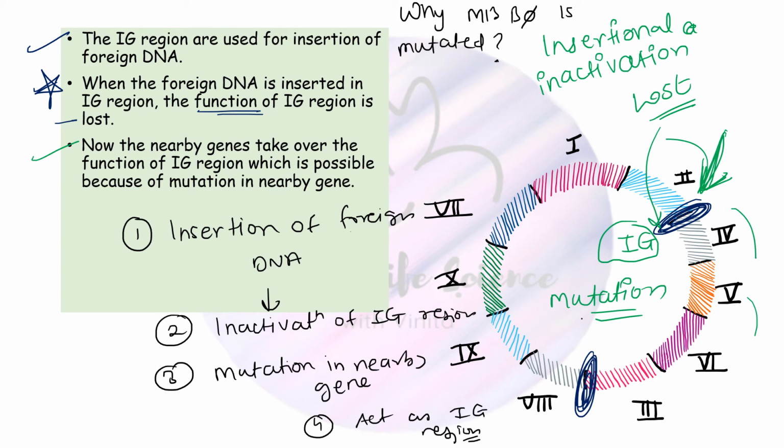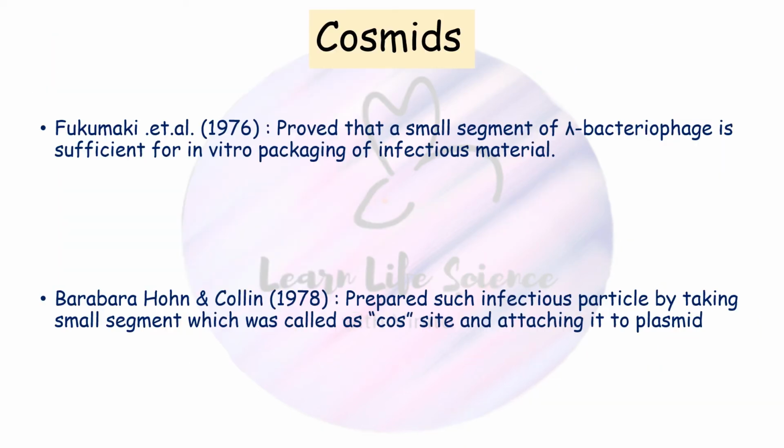Okay, now moving on, next we will be talking about cosmids. Cosmids are a very easy vector to understand. In 1976, scientists named Fukumaki and his colleagues proved that a small segment of Lambda bacteriophage is sufficient for in vitro packaging of the infectious material.